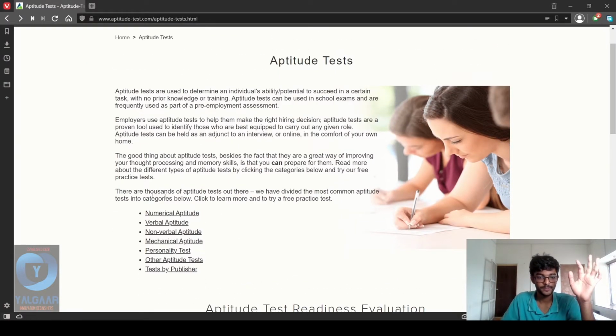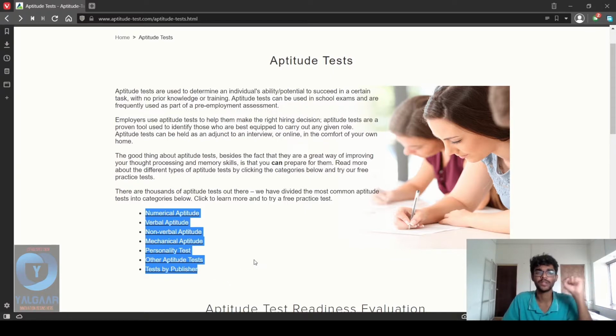So this is the usual category. Why the image gets selected, I don't know. Okay, so these are the typical ones.